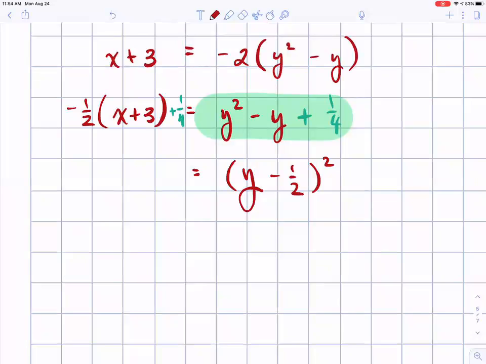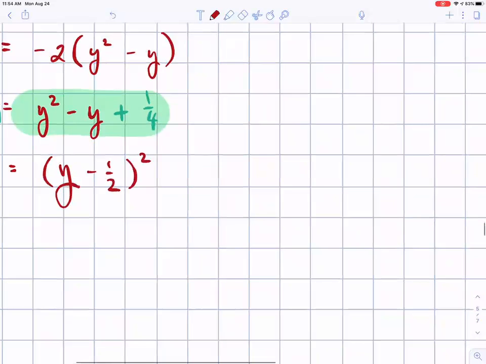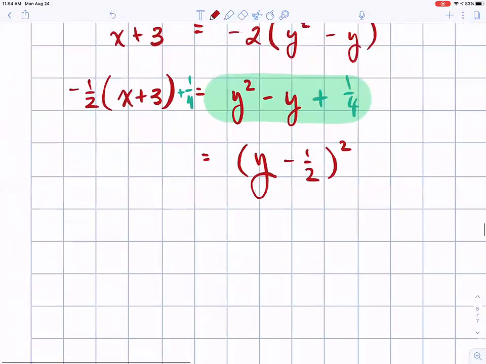The left side, not so much, because I have that +1/4 in there, and that's not part of my standard equation. So now I have to clean up the left side so that I can make it look like, remember what it's supposed to look like? 4c times x minus h. That's what it needs to look like. All right. So what am I going to do to start cleaning that up?